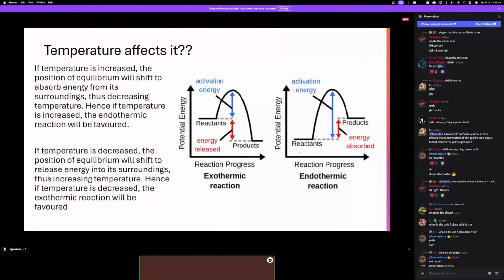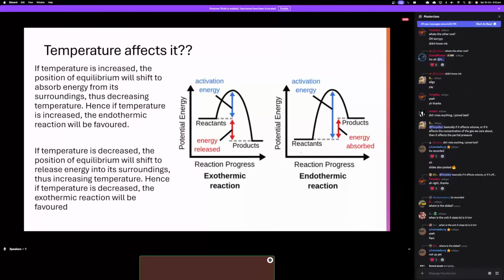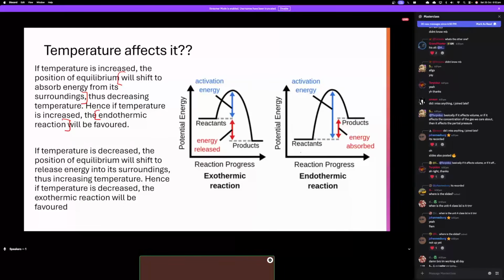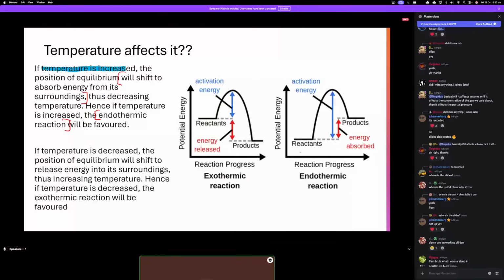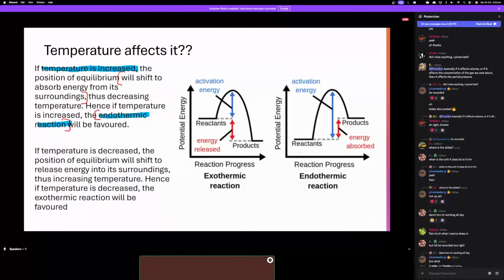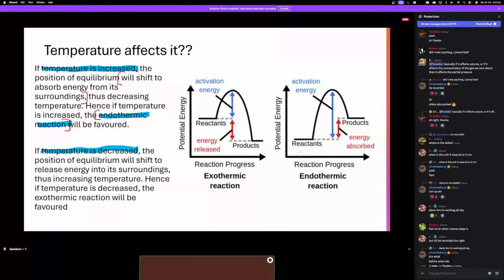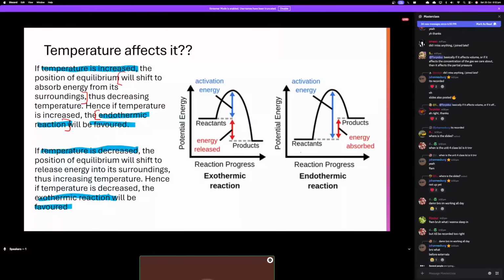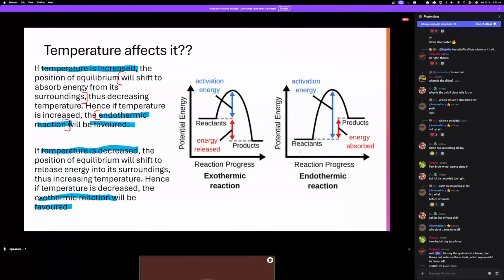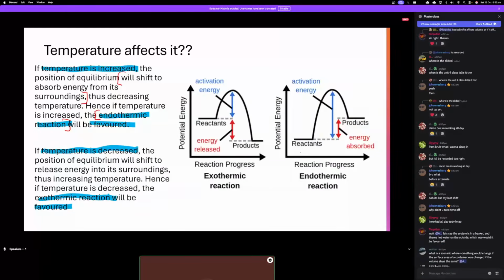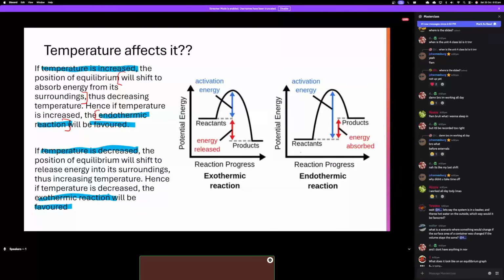So, position of equilibrium will shift to absorb energy from surroundings. Hopefully you know that to absorb energy from surroundings, that is the endothermic reaction. If temperature is increased, endothermic reaction is favored. If temperature is decreased, exothermic reaction is favored. Hopefully that just makes sense. If I lower the temperature, I want to do something to increase the temperature, and so the exothermic will release heat.